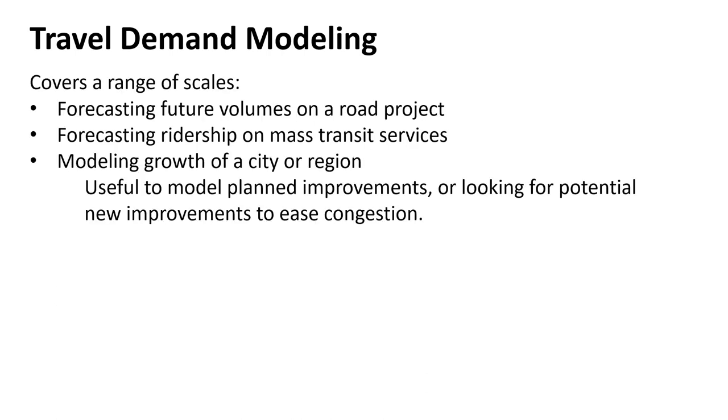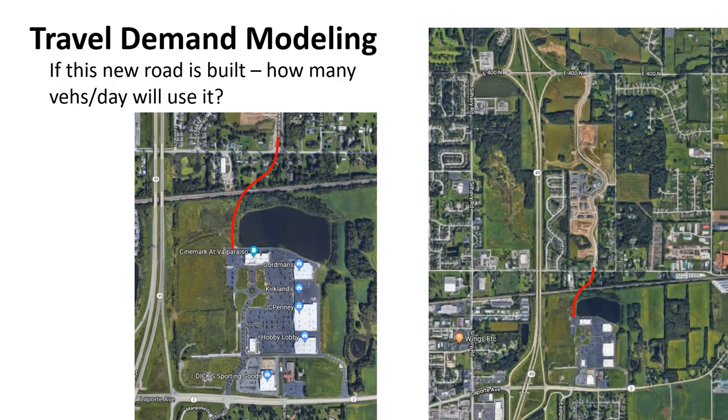Travel demand modeling covers a lot of different scales. We can look at future volumes on roads, we can do ridership on transit services, and we can model growth within a city or region. If we add new roads, railroad lines or routes, or new bus lines, we can model that, and the idea is: will people use it, and if so, how many? Those are the questions we ask.